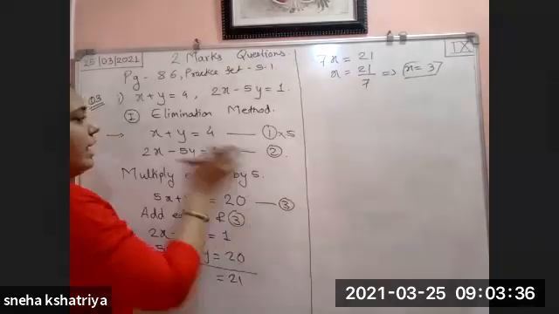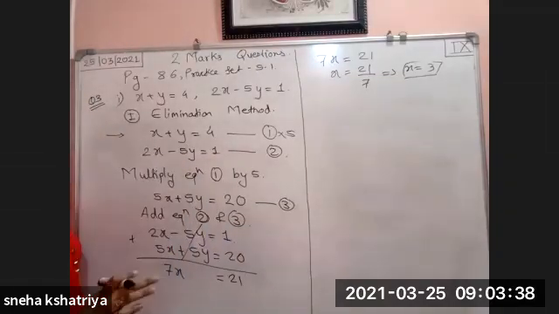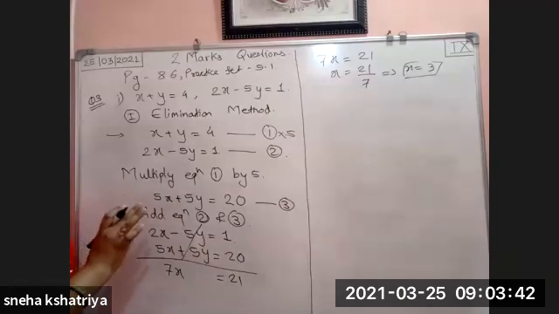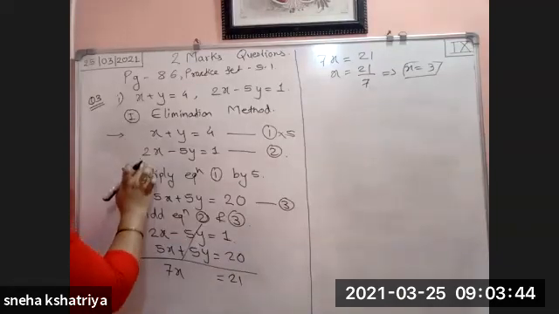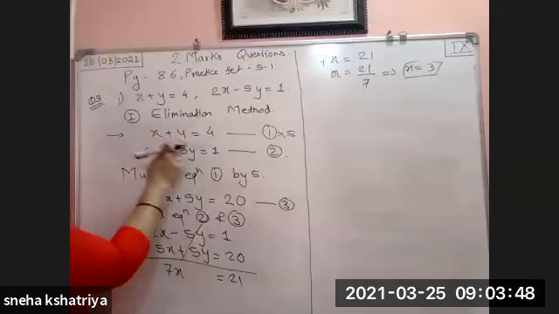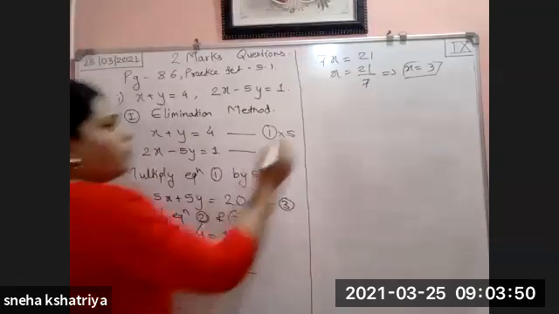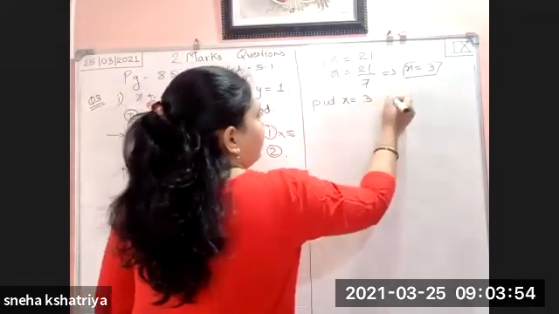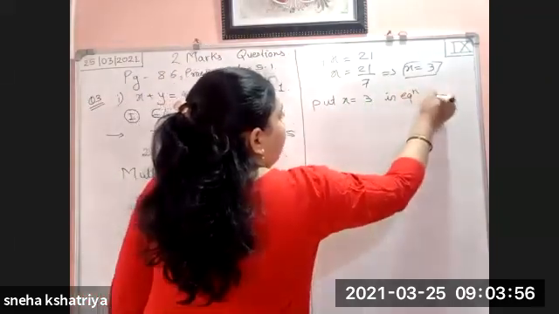Now put the value of x in any one equation. Whichever is easy for you, in that equation you can put the value of x, either in 1, 2 or 3. But I guess 1 is easy because if we put it, we can directly get the value of y. So we will put x is equal to 3 in equation 1.